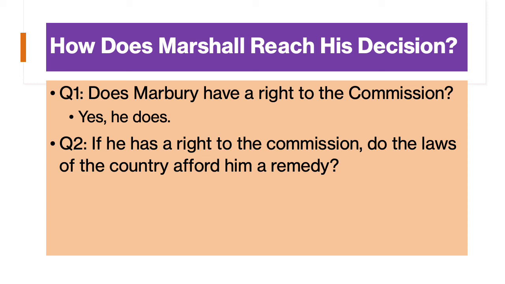The second question that John Marshall poses is, if he has a right to the commission, do the laws of the country afford him a remedy? And the answer to that question is yes, absolutely. When somebody is treated unjustly and unfairly by being denied his judgeship, that in fact is illegal, and the country should do something to remedy it.